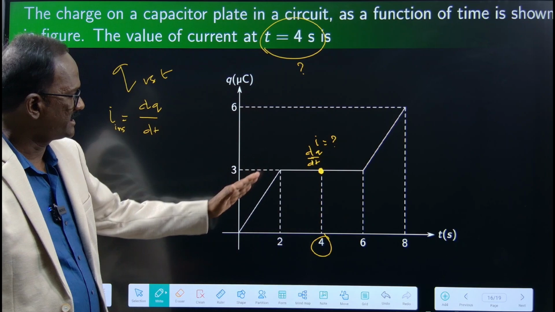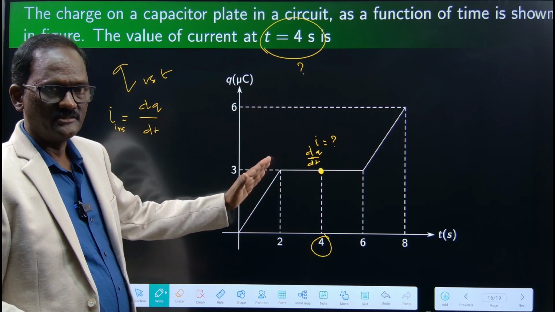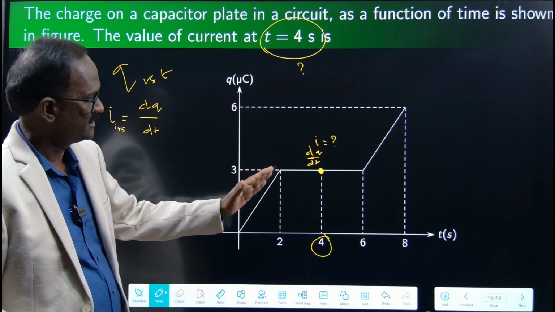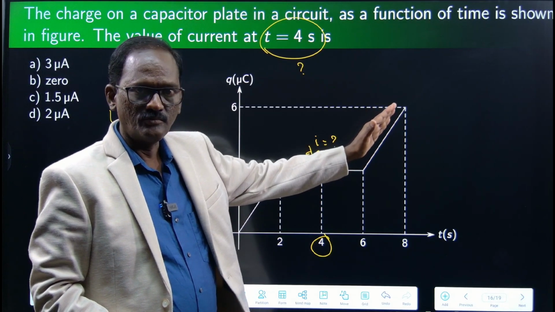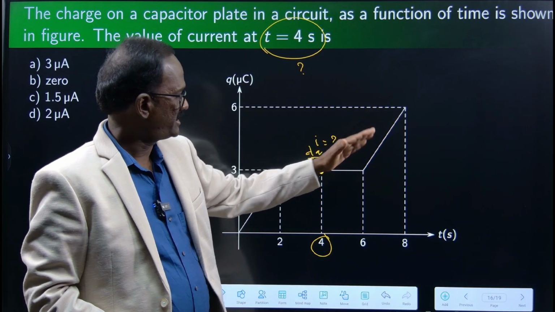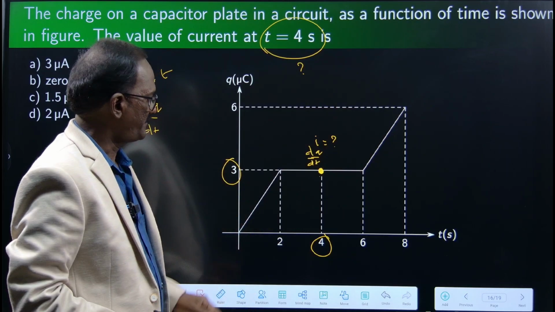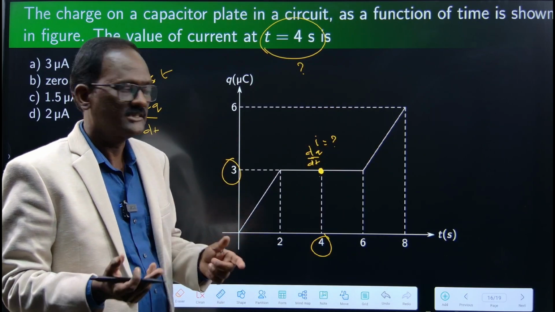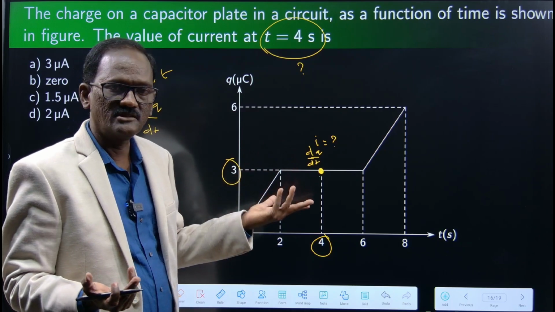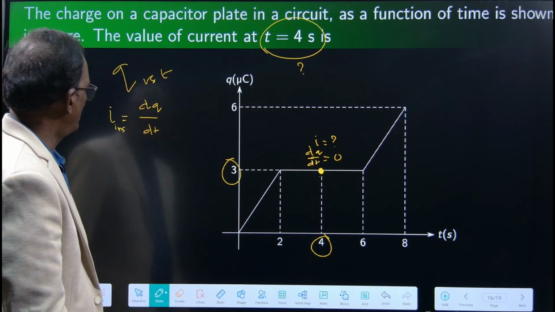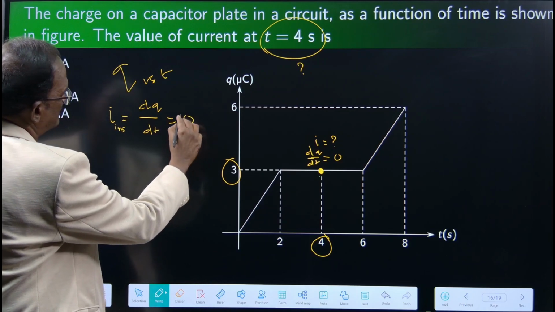Here dq by dt, it is a slope, so change. If there is a slope, there occurs some change. Here there is a slope, so change is taking place. But here it is constant, q value is constant here. If q is equal to 3, differentiation of 3 is equal to 0, no change. So at this instant dq by dt is equal to 0. So I is equal to 0 here.